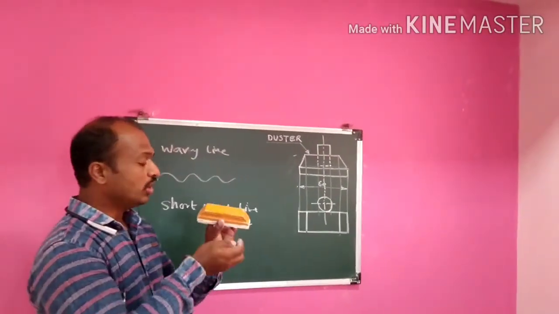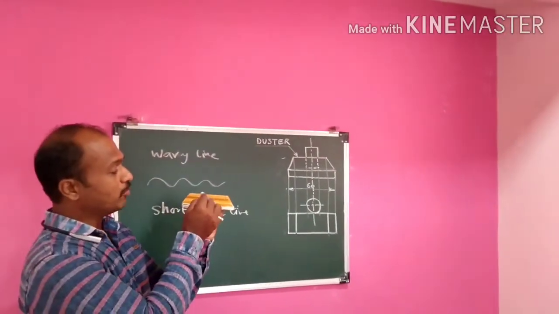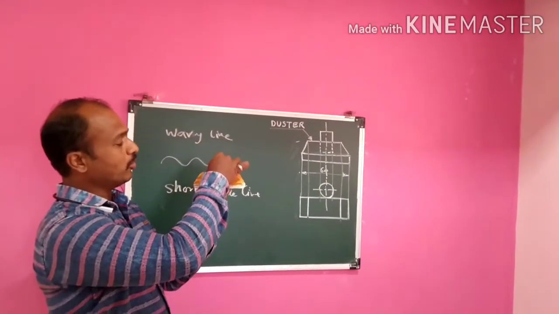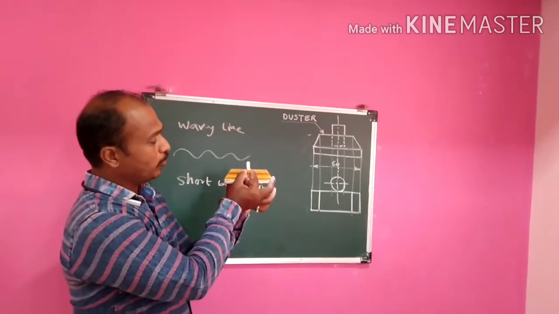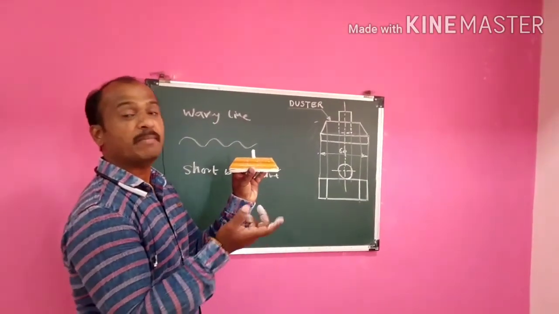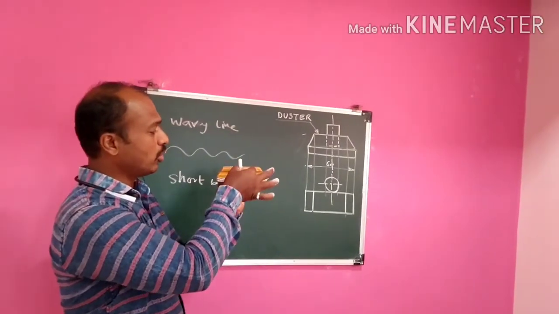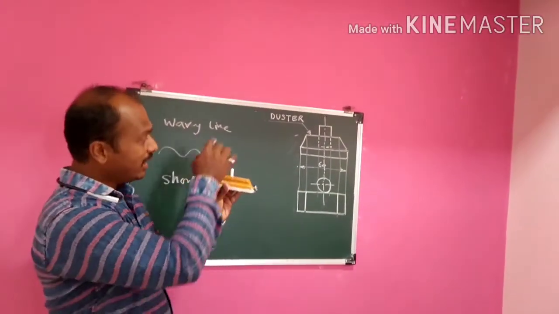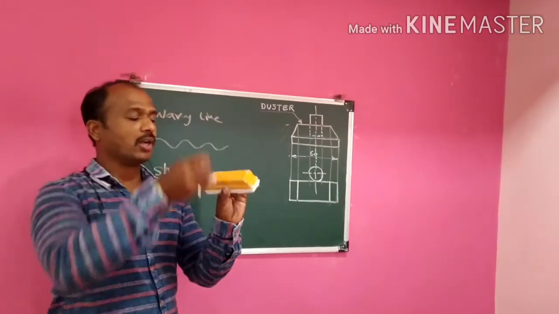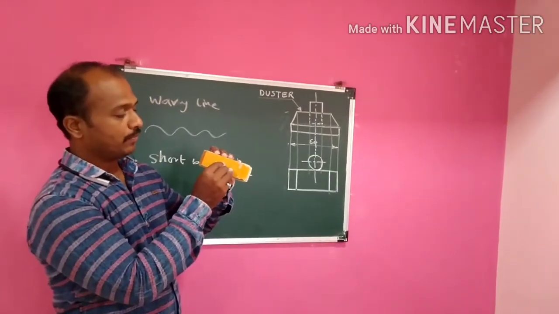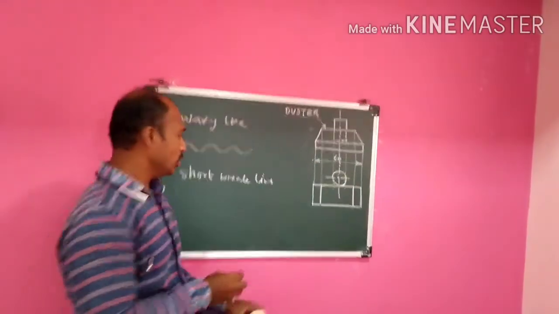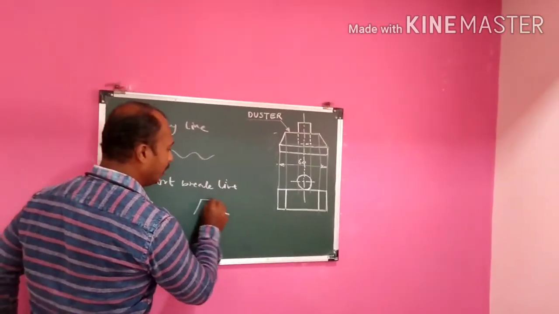So what to do? This frontal portion, this much portion of the front side of this chalk, we will cut and remove. Okay. We are going to imagine this much portion of the chalk is removed and then we'll draw that chalk. Or suppose there is one hole at the center of the duster. So when I draw it, it will look like this.